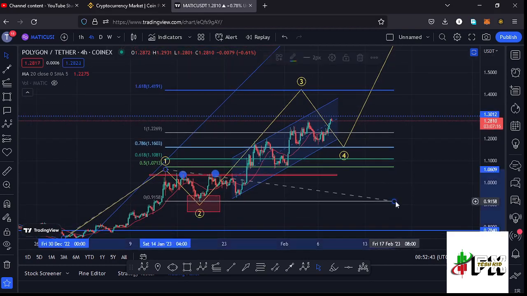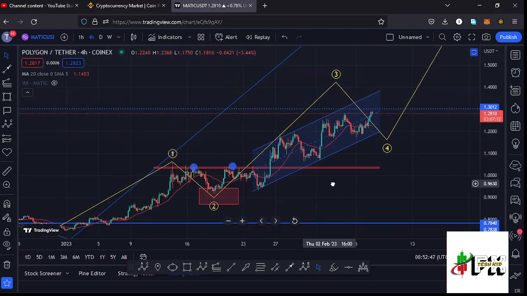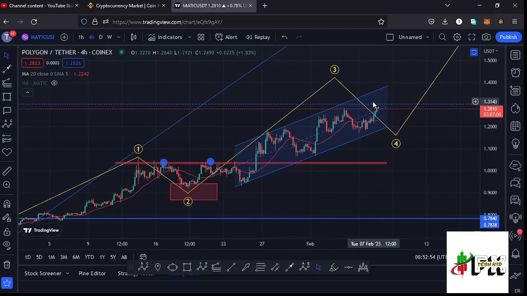To also fully support the formation of that wave 3, we also have a channel in formation right here, which is an ascending channel. Since we are trading above the 20-day MA and we have the support that we need to continue pushing even higher to the upper side of the channel, there are chances that we might see a breakout out of the channel to the upper side.